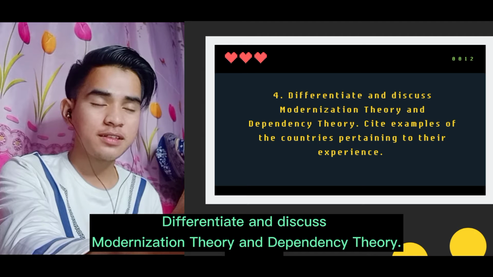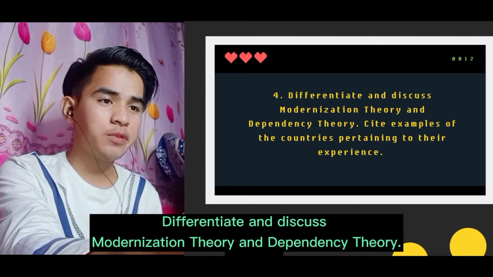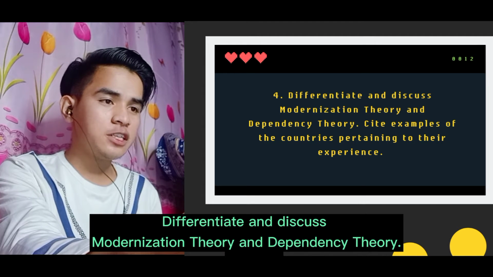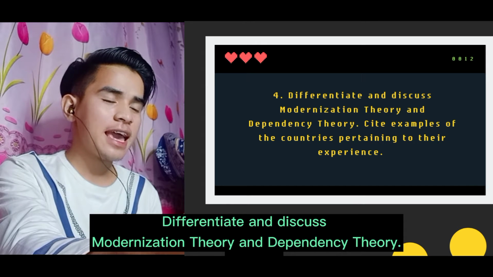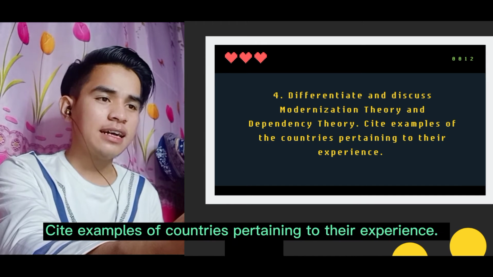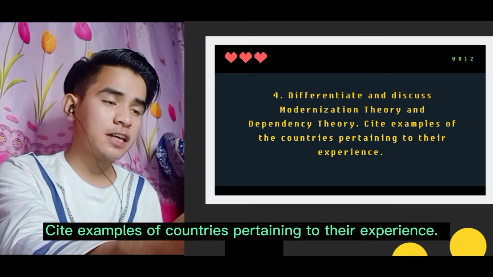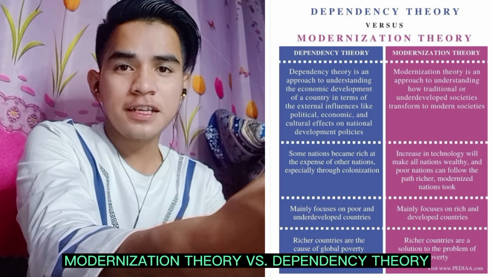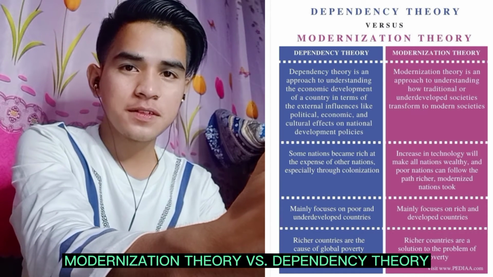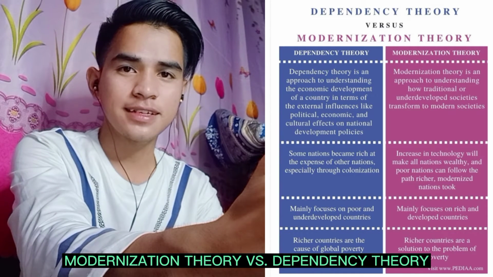The question is number 4: Differentiate and discuss modernization theory and dependency theory. Cite examples of countries pertaining to their experience. Modernization theory versus dependency theory.